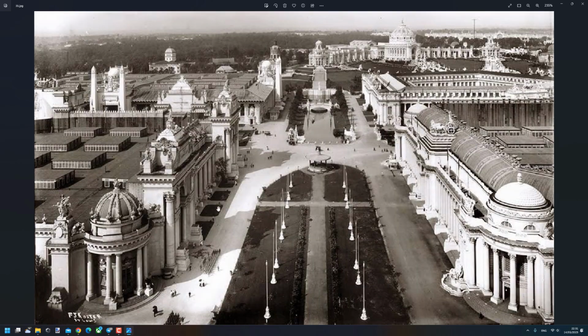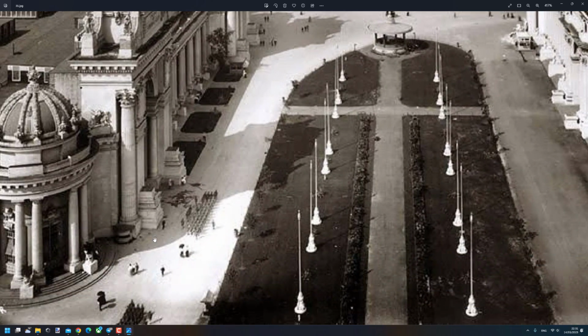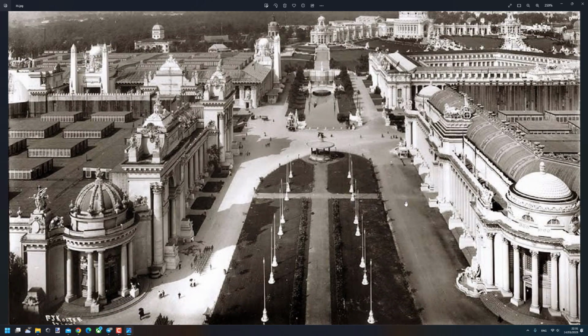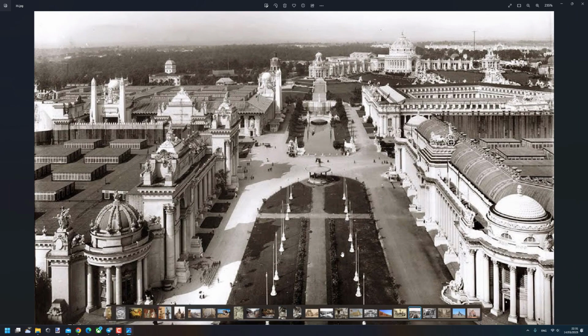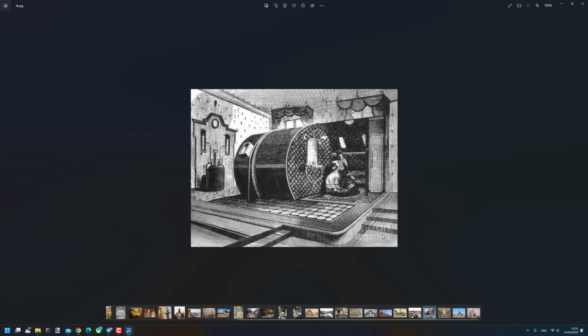and look at the size of the people. Look how small the people are compared to these major huge palaces, which again, were completely destroyed after the expositions finished. Why would they do such a thing? Why were they trying to hide from humans? I'm not sure, guys. Look at this one here.